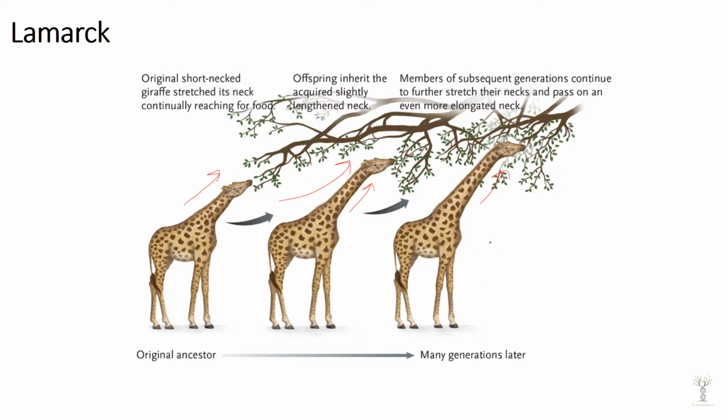And then many generations later, we have tall giraffes. I want to point out how this theory is different from Darwin's theory. When Darwin would look at a giraffe population, he would say there is genetic variation in the giraffe population. Some of the giraffes have slightly longer necks than others.